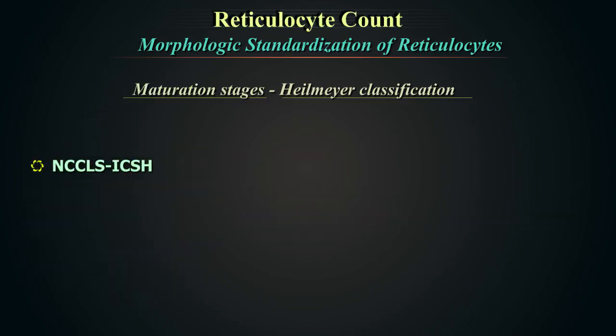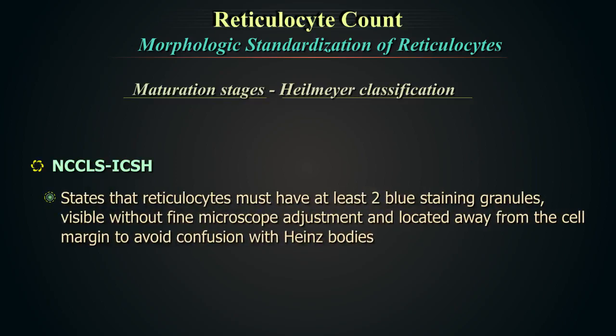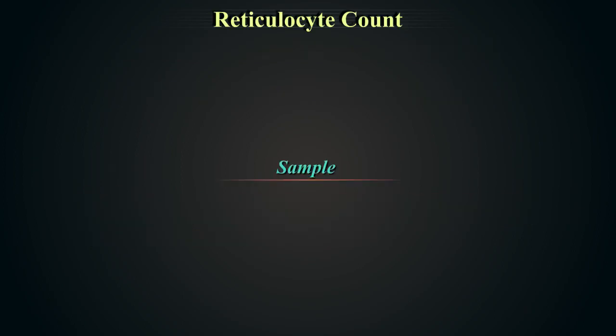The NCCLS ICSH definition states that reticulocytes must have at least two blue staining granules visible without fine microscope adjustment and located away from the cell margin to avoid confusion with Heinz bodies. Preferred sample for reticulocyte count is EDTA anticoagulated blood.